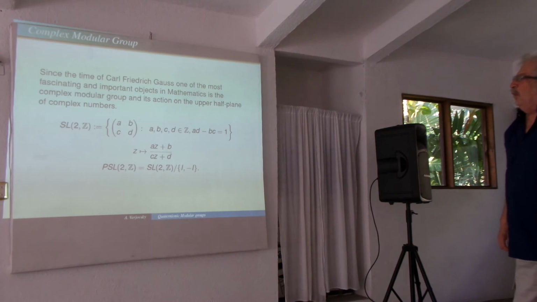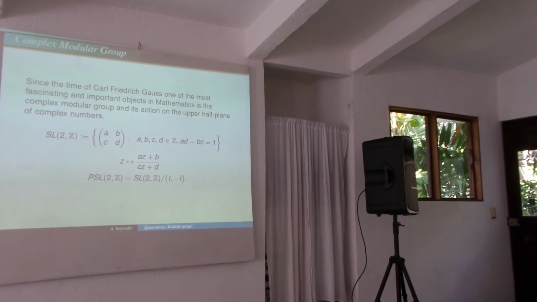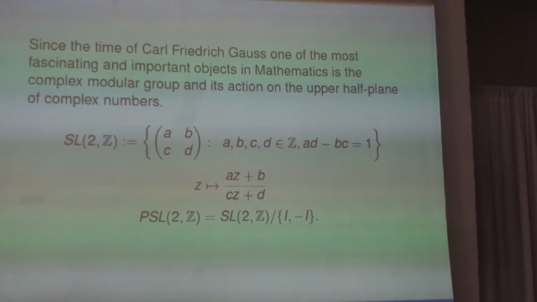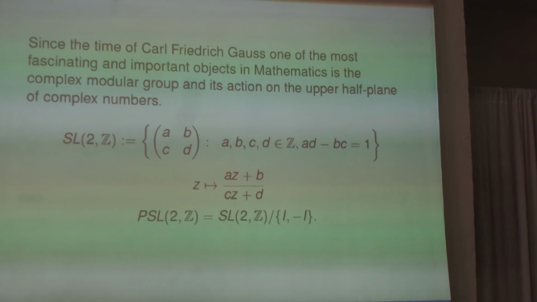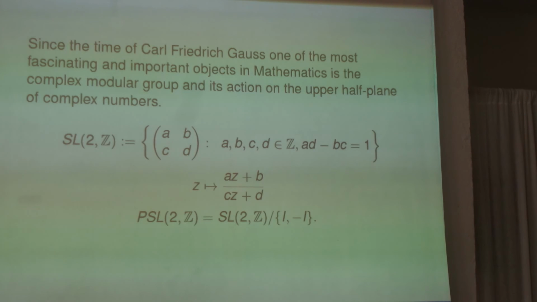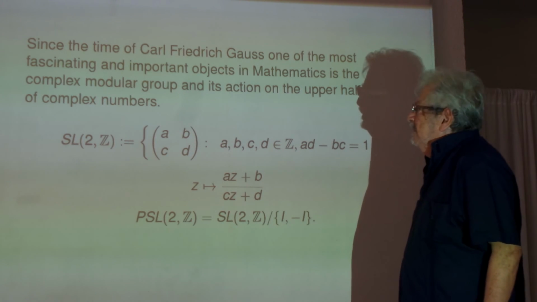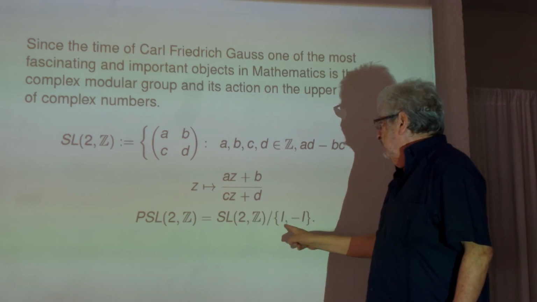Well, one group that we all love, since the time of Gauss, one of the most fascinating and important objects in mathematics, is the so-called modular group, the complex modular group, consisting of 2 by 2 matrices with integer entries and determinant 1, to be thought of as divided by plus or minus the identity. We are more concentrated on PSL(2,Z).